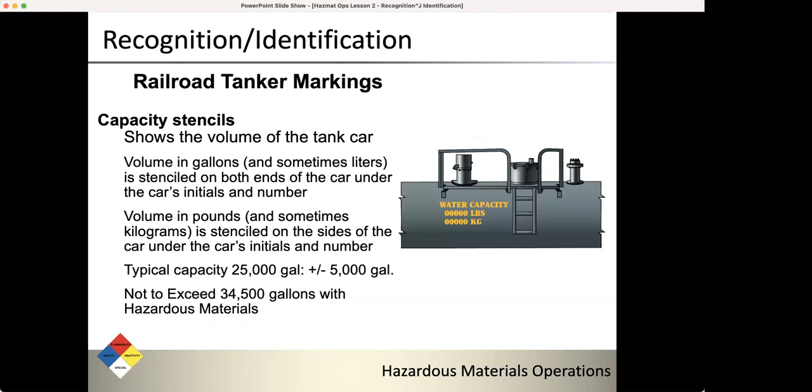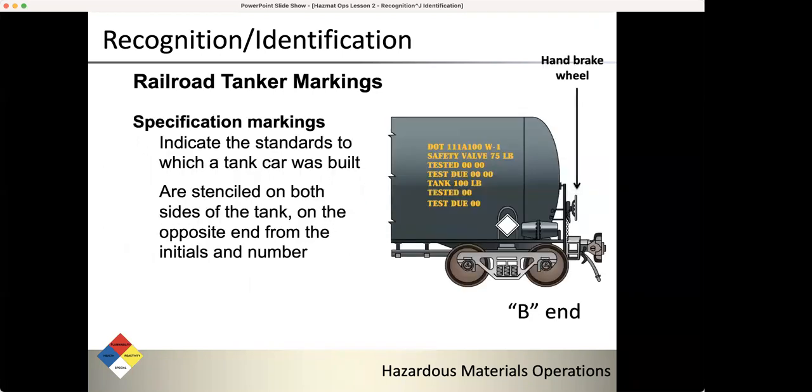Capacity stencil shows the volume of the tank car in water, usually in gallons, sometimes liters. So typical capacity: what type of rail car is this? Multiple points here. That would be a non-pressure rail car. Typical capacity is 25,000 gallons, give or take. That's a lot. So like I said, 3% could be several. It's going to be lots of material residue. So it'll tell you what its full weight or full volume is.